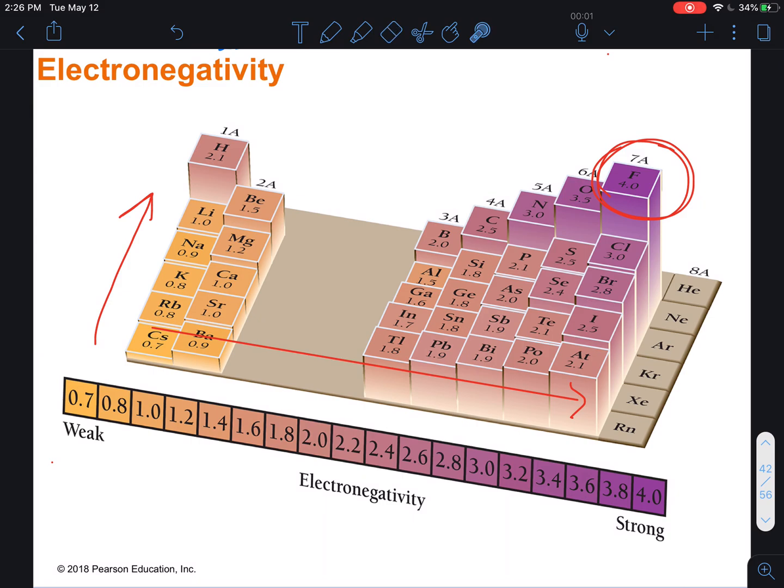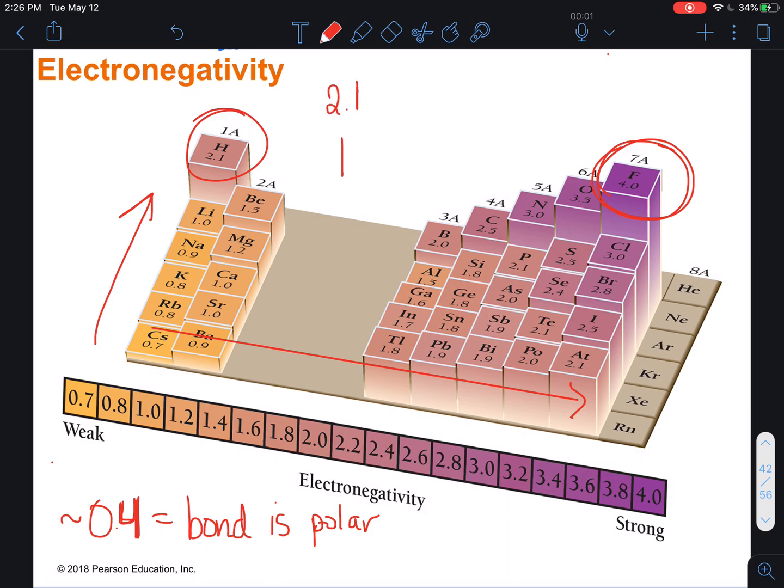We have the values for each atom. The numerical values of electronegativity are listed right below, and in general, if you have an electronegativity difference of, I think it's about 0.4, then that bond is polar. So for example, hydrogen is 2.1, and let's say it's hydrogen bound to carbon.